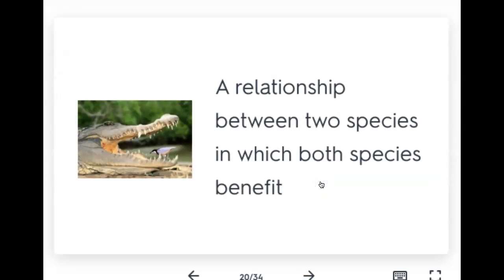Mutualism is another type of symbiotic relationship, and this is where both of those organisms are going to benefit. So the bird here and the alligator are both going to be benefiting from this relationship. The bird because it's getting food, and the alligator because the bird is picking stuff, gunk, from around its teeth.